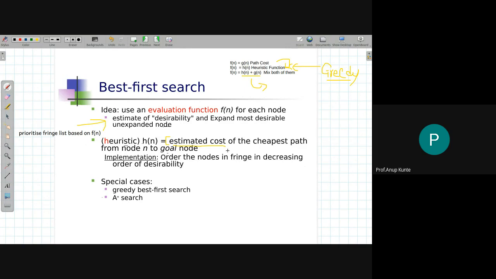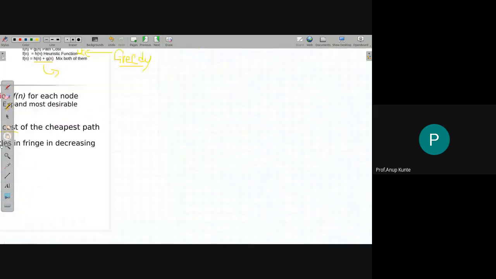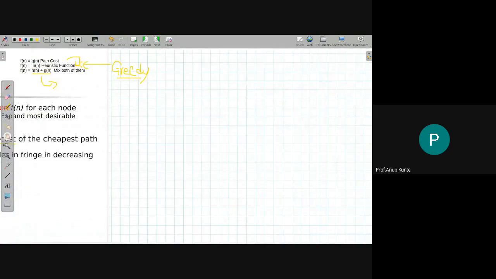Okay, so what is it an estimation of? This is an estimation of the cheapest path from the node n to the goal node. So now to explain this, I need to draw a tree and explain what h of n is. Now consider that I have an arbitrary search tree which has a certain number of nodes like these, and I am expanding a search tree and not a graph search. Okay, I'm doing a tree search, not a graph search.